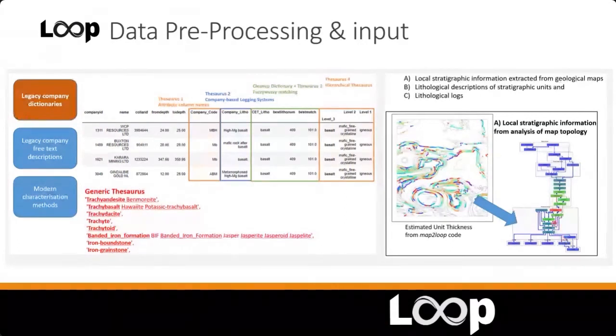So the arrows here are different colors, different thicknesses, indicating different types of contacts, whether they're faulted, whether they're conformable, whether they're unconformable, and also the length of those contacts is indicated by the thickness of the arrows. This is one type of output that map-to-loop can generate.